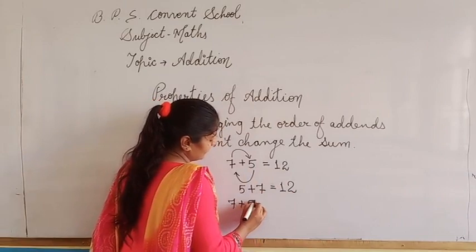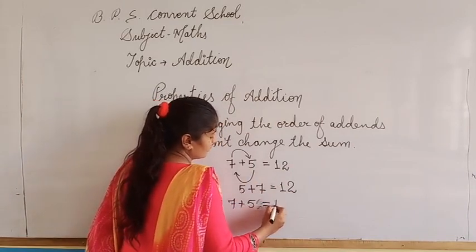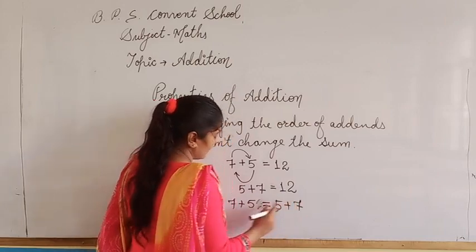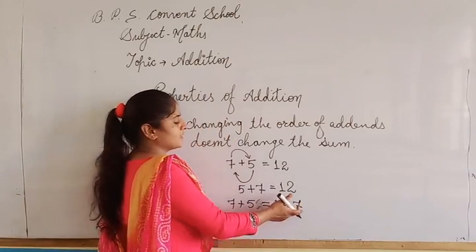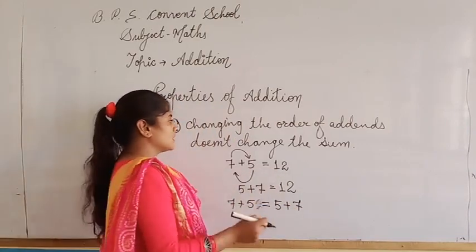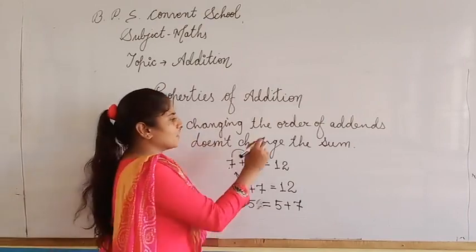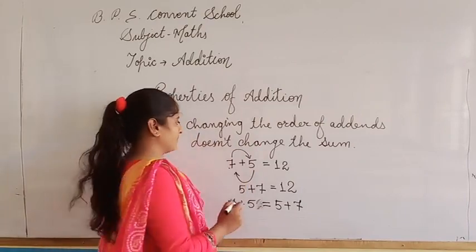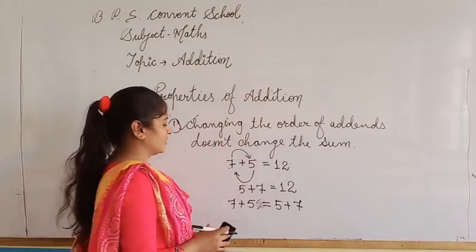Now I can write this like this also. 7 plus 5 is equal to 5 plus 7. It means when we change the order of addends, the answer will remain the same. It's the first property of addition.